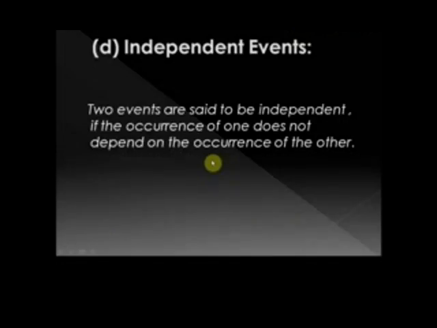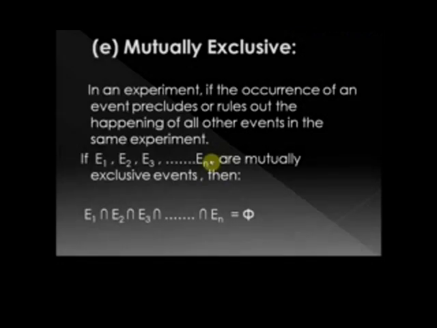The next is independent events. The 2 events are said to be independent if the occurrence of one does not depend on the occurrence of the other. So as the word suggests, independent events are such events in which the occurrence of one does not depend on the occurrence of the other. Now we are going to study independent events in detail in a later part. What are mutually exclusive events? In an experiment, if the occurrence of an event precludes or rules out the happening of all other events in the same experiment, then such events are known as mutually exclusive events.